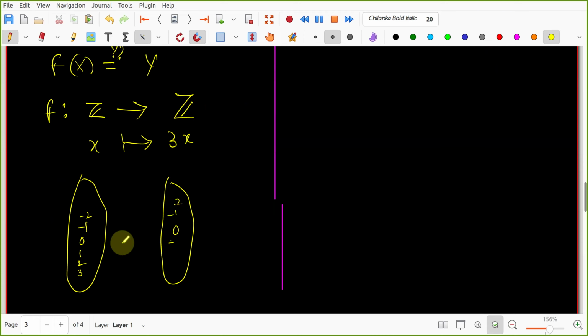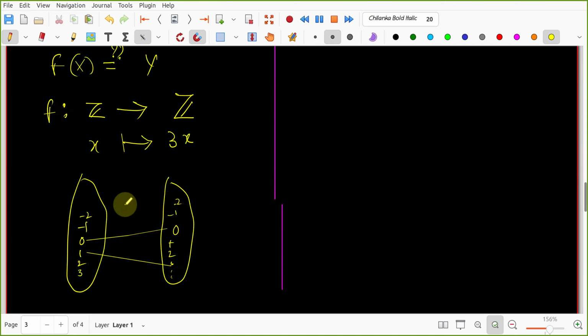Jasmine, am I audible? Yes, sir. Now can you tell me, the map is x mapped to 3x, right? Where is 0 mapped to? 0. Okay, 0 mapped to 0. Where is 1 mapped to? 3. 1 mapped to 3, right? Where is -2 mapped to? -6. You understand, right?